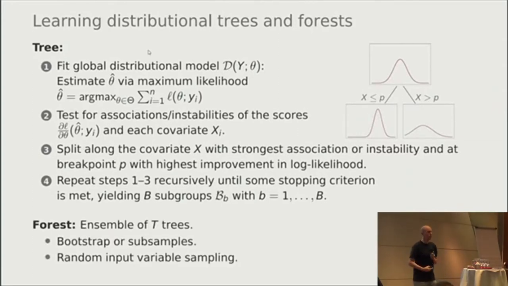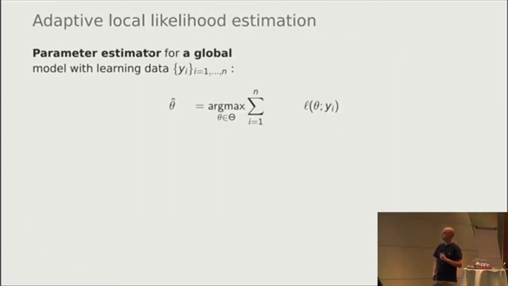And if you then want to fit not only a single tree, but you want to find a forest, you repeat the entire thing on bootstrap samples of subsamples of your data. And in every step of the algorithm, you don't supply all of the regressors, but just a random subset to let the method explore the covariate space more efficiently.